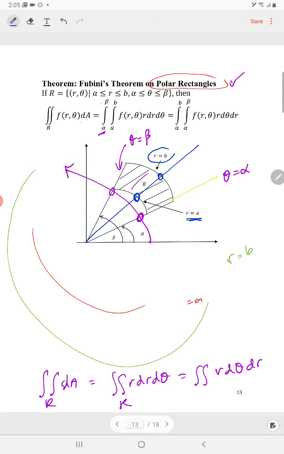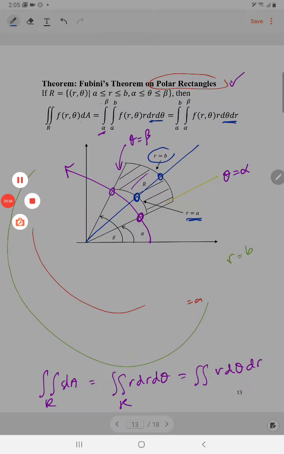The main point is, if your region is a polar rectangle, then the order of integration does not matter. You can integrate with respect to theta first and then r, or vice versa. But remember, dA is r dr d theta or r d theta dr. Okay, I'm going to show you examples later.